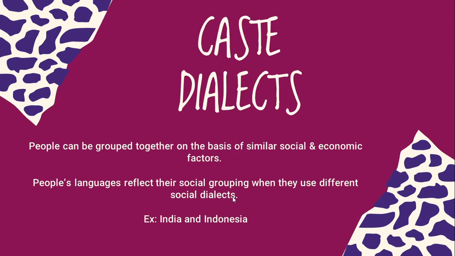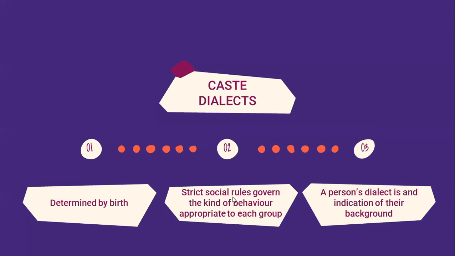So people's languages reflect their social grouping when they use different social dialects, for example, India and also Indonesia. The caste dialect is determined by birth. When you are in a certain caste, strict social rules govern the kind of behavior appropriate to each group. So people in that particular caste need to behave the way they are expected to behave. So a person's dialect is also an indication of their background.